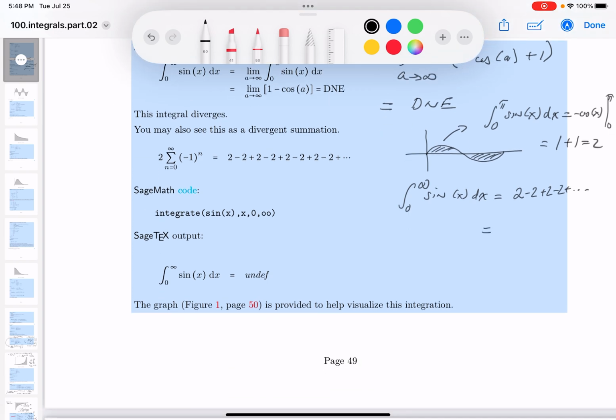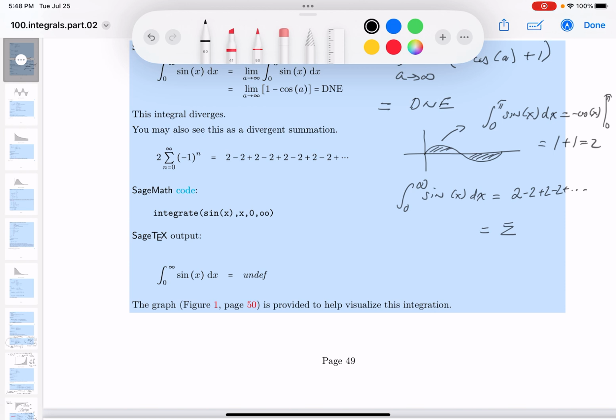I'm going to say it's the sum. Let's see. Get my eraser out. n equals 0 to infinity, and this is going to be 2, and then it alternates. So I'm going to say minus 1 to the nth power. Let me see if that works, though. If I took 0, I get 2. Yeah, it's fine.